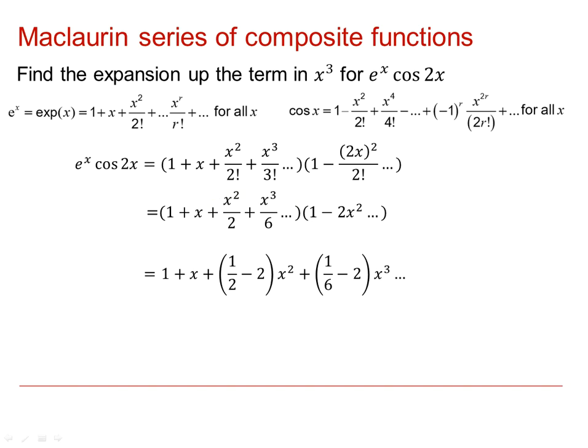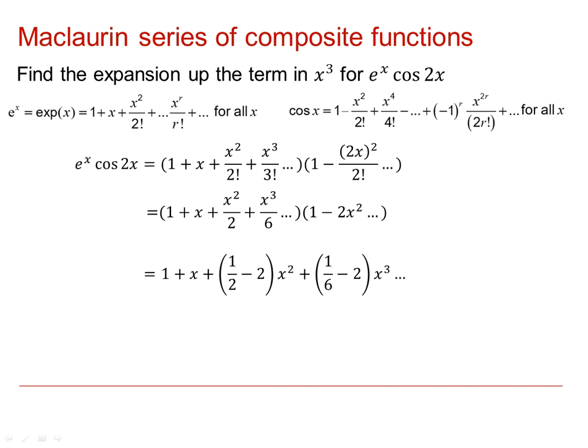So there we are, having done that, we've got the 1 plus x multiplied by 1 in the second bracket, and then to get x squared there's a half coming from x squared over 2 multiplied by 1, and then minus 2 from the minus 2x squared multiplied by 1 in the first bracket. And then for x cubed in a similar way, 1/6 minus 2x cubed.